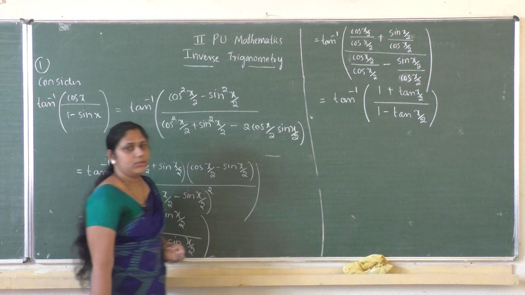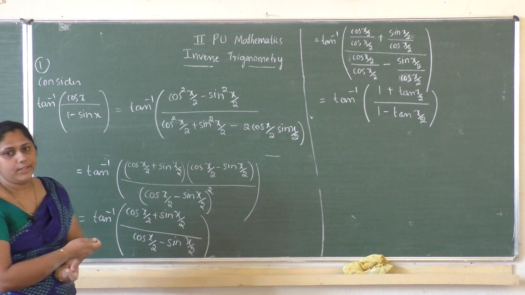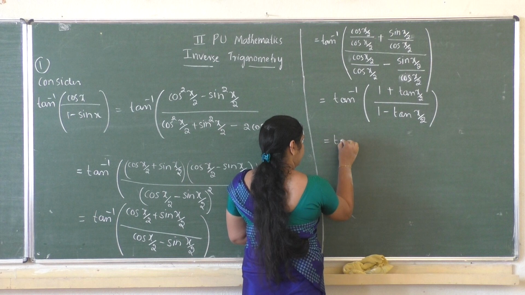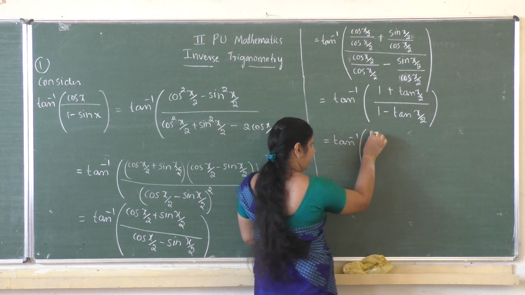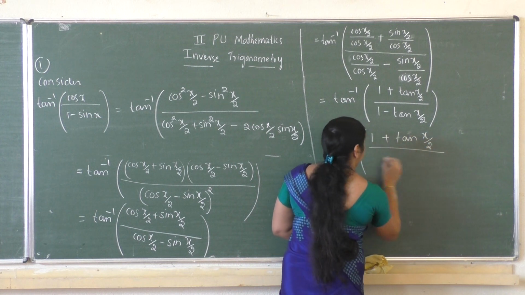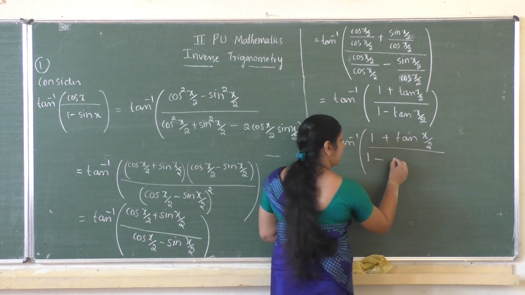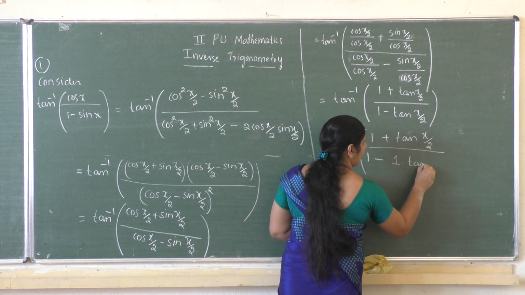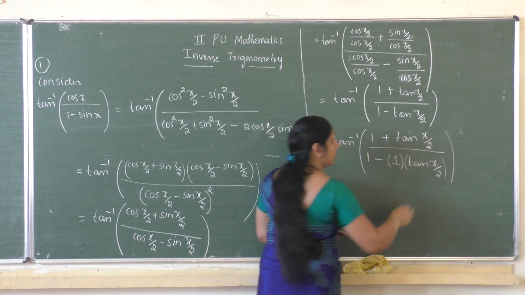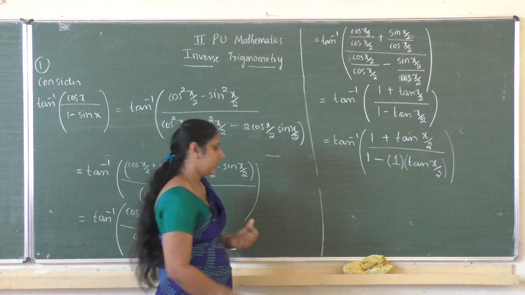So now we got the term as tan inverse of 1 plus tan x by 2 divided by 1 minus tan x by 2. See, this can be written as tan inverse of 1 plus tan x by 2 in the numerator as it is, divided by 1 minus just tan x by 2. Can I write it as 1 into tan x by 2? Is there any problem? No, right? So just tan x by 2 can be written as 1 into tan x by 2.